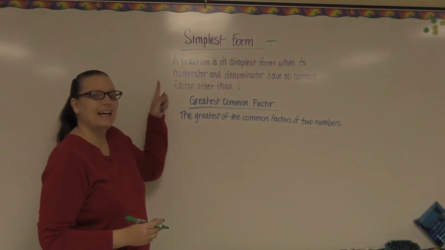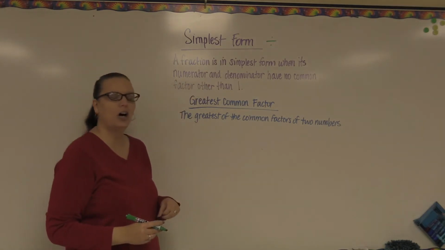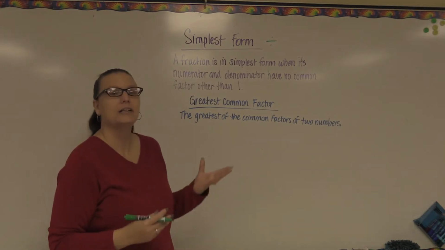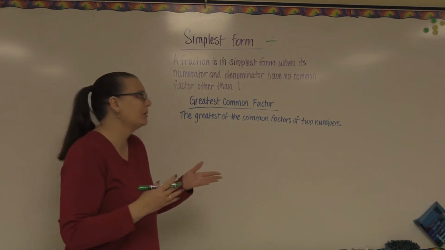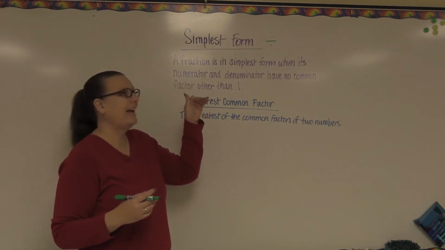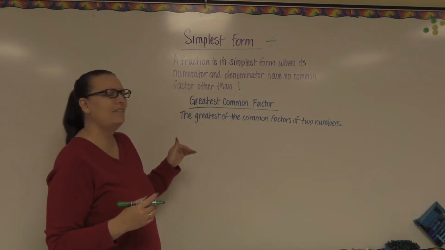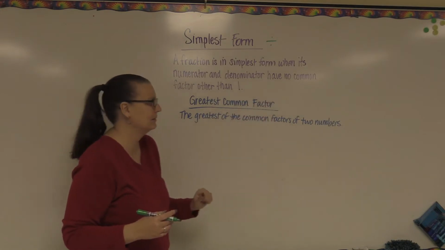A fraction is at its simplest form when the numerator and denominator have no common factor other than 1. Remember, factors are those numbers that you multiply together to get another number. We want to make sure the numerator, the top of the fraction, and the denominator don't have anything in common other than 1. Common means something that they share, okay?